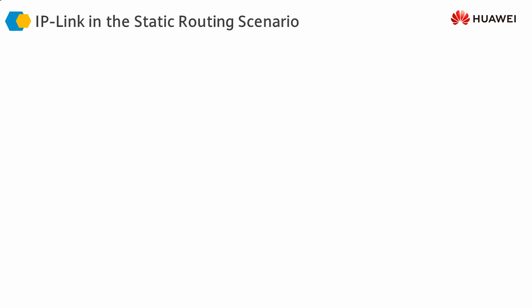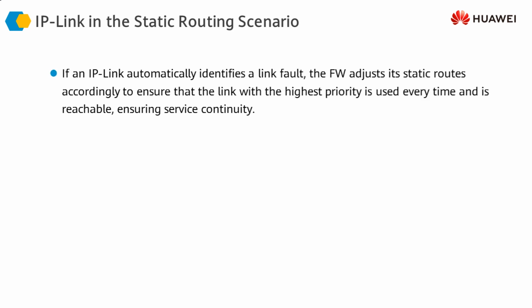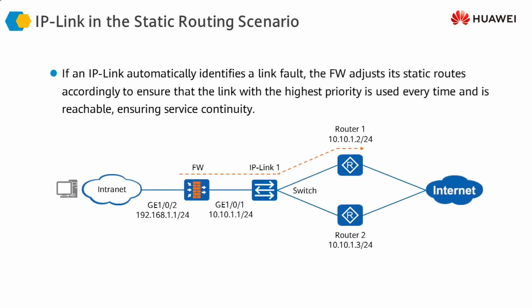Now IP link can be used in 3 different scenarios. There can be 3 situations where you can use IP link. For example, in the first scenario, which we just discussed as well, the firewall can check the connectivity with any of the IP addresses through one path. If that path goes down, the firewall can use the priority or the preference of the static route to divert the traffic through an alternate path.